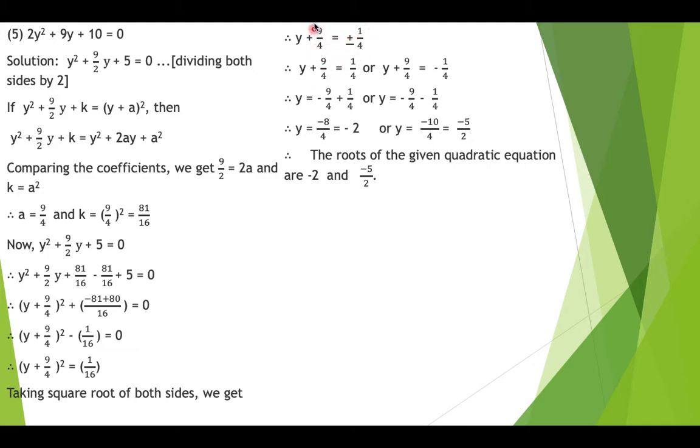Now if you take this to the left hand side, y is equal to minus 9 by 4 plus 1 by 4, or y is equal to minus 9 by 4 minus 1 by 4. So we are going to get the answer as y is equal to minus 2 or y is equal to minus 5 by 2. Therefore, the roots of the given quadratic equation are minus 2 and minus 5 by 2.